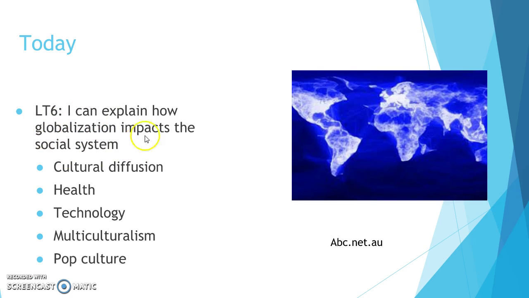So we're looking at our sixth learning target here, that you'll be able to explain how globalization can impact the social system. We're looking at a variety of different terms here: cultural diffusion, health, technology, multiculturalism, and pop culture. So the expectation is that as we go through this, you are filling in your note sheet, answering those questions, and marking down anything that you are unsure of, so that when you come in tomorrow, we can discuss it.